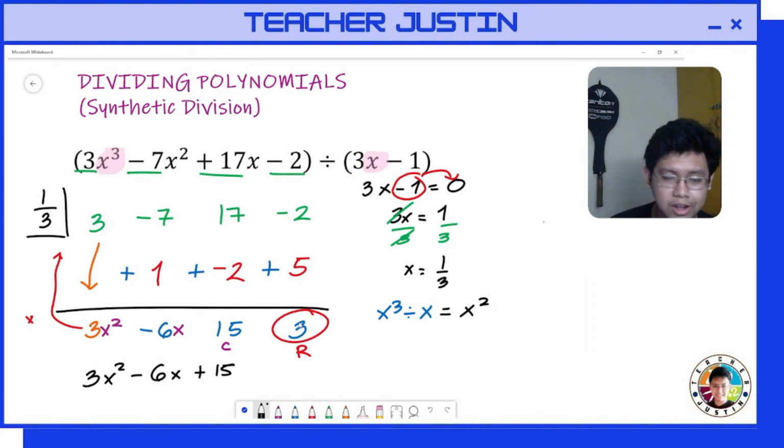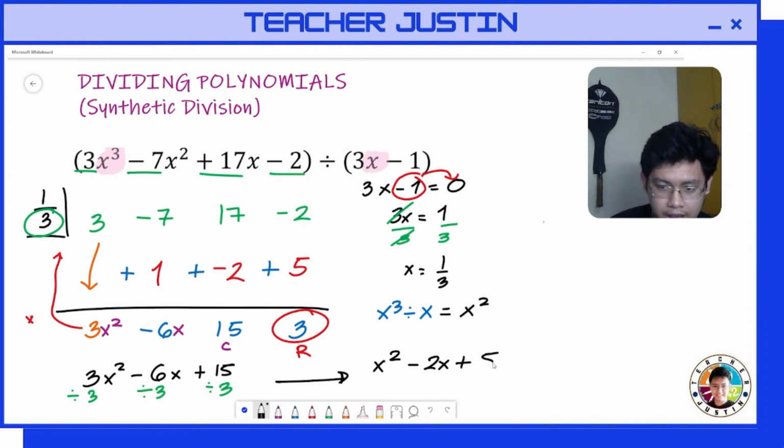But we're not yet done. For our polynomial 3x squared minus 6x plus 15, we have to divide each term by the denominator of our divisor. So we have to divide each term by 3. So we will have x squared minus 2x plus 5.